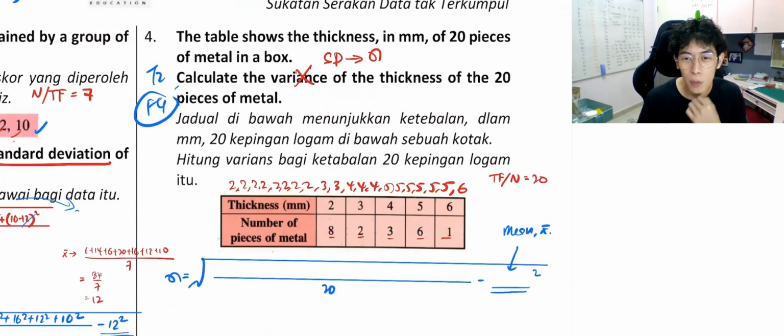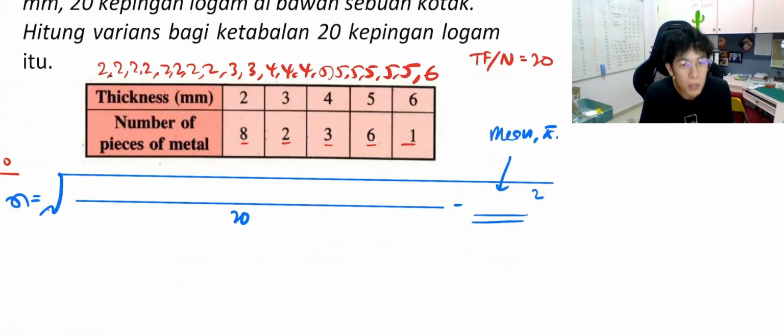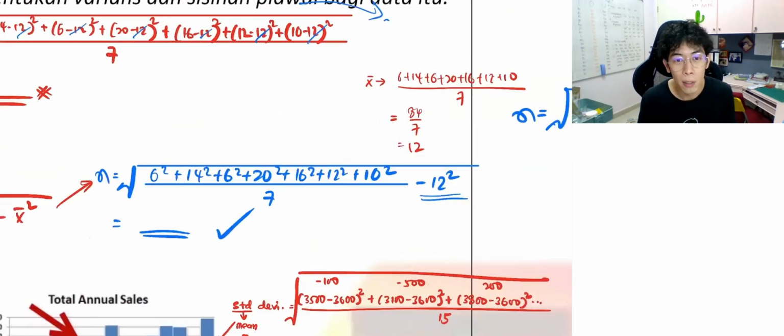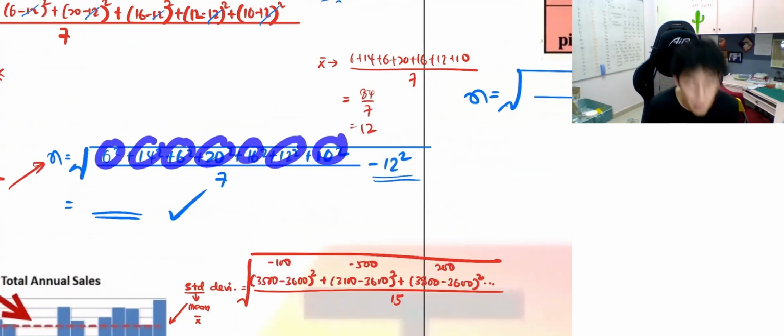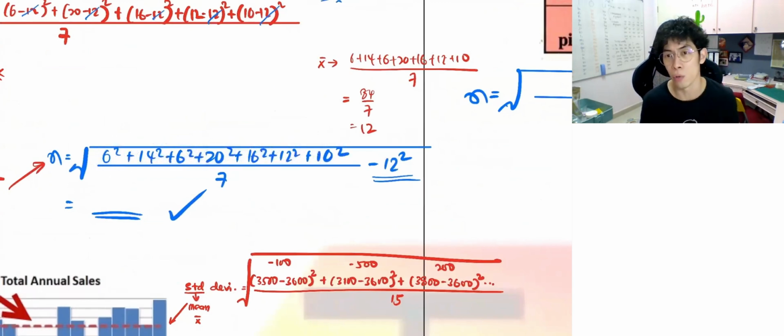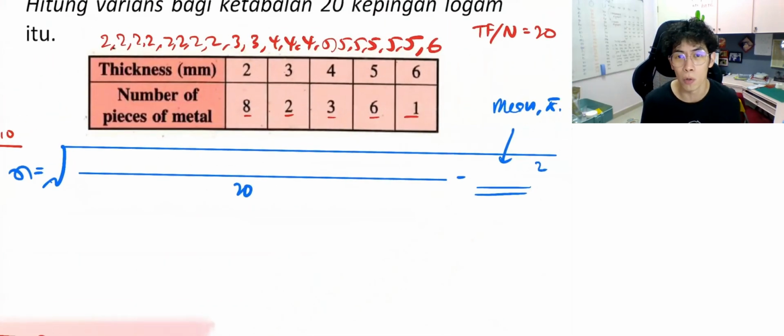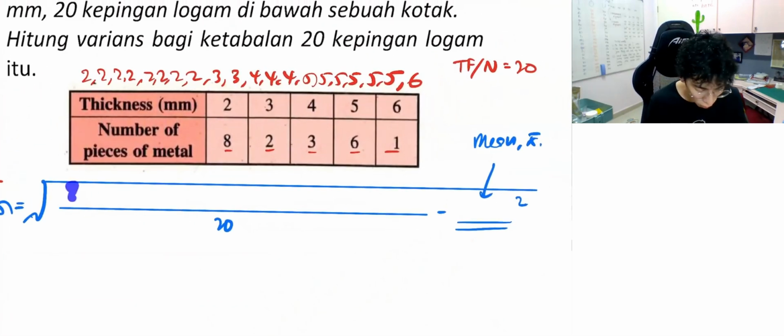Once we divide by 20, everyone, the correct way to handle it is that every single data you have to square. I repeat, every single data you have to square. Common mistake, I tell you, everybody.